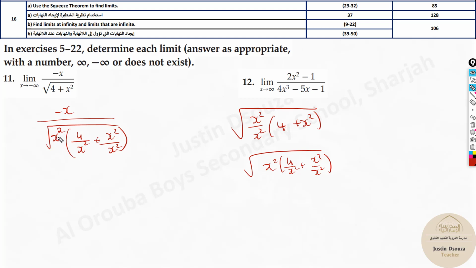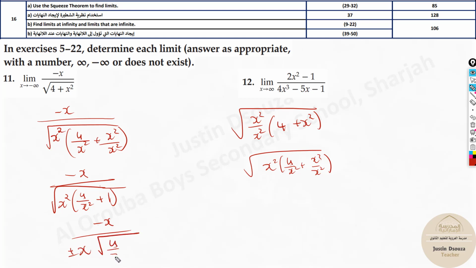This balanced now. Now, when we simplify this, what's going to happen? Minus x divided by root of x squared of what is this? It will be 4 by x squared plus 1, isn't it? Now here, take this x squared outside. What happens? It's plus or minus x square root outside the square root. This root square cancels with this root, and outside will be only plus or minus x. And what is remaining? 4 by x squared plus 1.